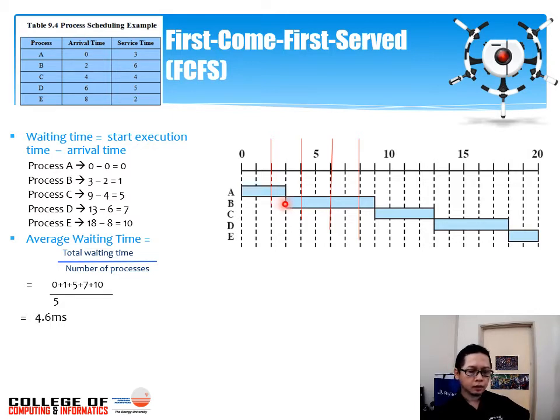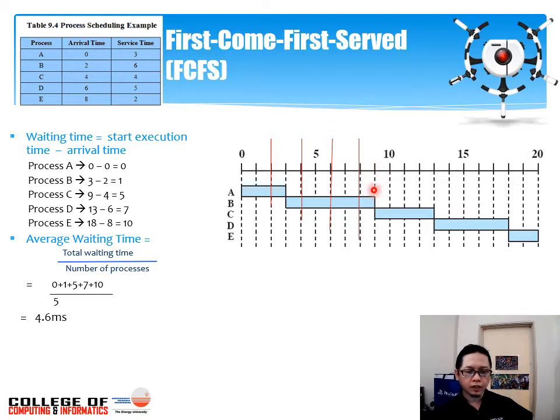And then during the execution of process B, C arrived. So C arrived here at the 4th millisecond. So here, remember, the arrival time for C is 4. So 4 is here. This is the arrival time for process C. So before getting to execute, it needs to wait for process B to finish all these slots with the CPU. So it finishes at the 9th millisecond.